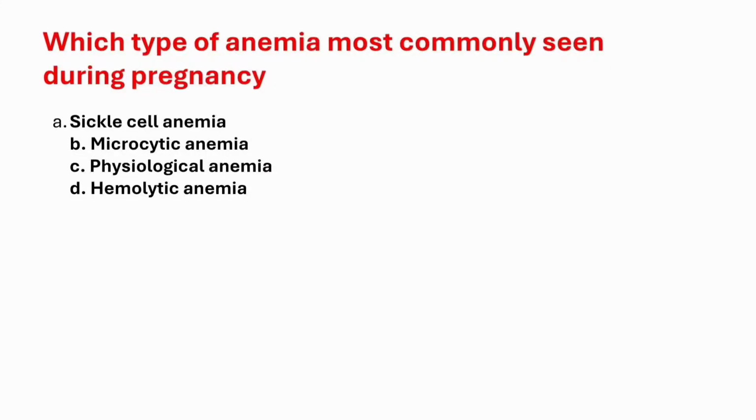Which type of anemia is most commonly seen during pregnancy? A. Sickle cell anemia. B. Microcytic anemia. C. Physiological anemia. D. Hemolytic anemia. Correct answer is option C.